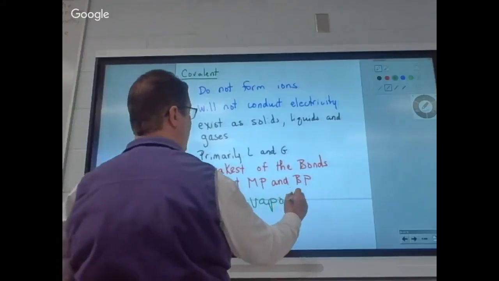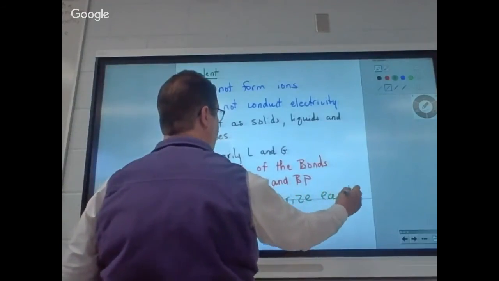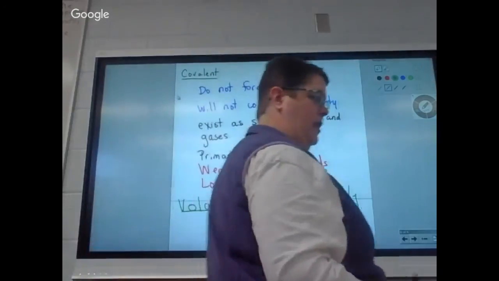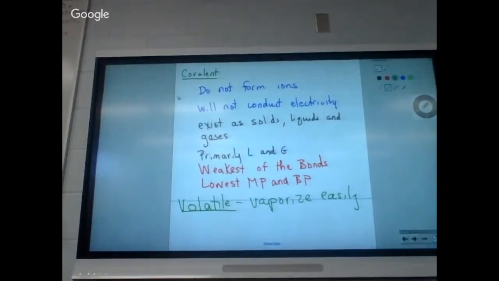They vaporize easily. Any of my girls ever put fingernail polish remover on your nails? How long does it take to dry? Seconds. Yeah, that stuff dries quick. That's volatile. If you rub alcohol on your skin, how long does it take to dry? That's volatile. Things that dry almost instantly when you rub them on something are volatile.